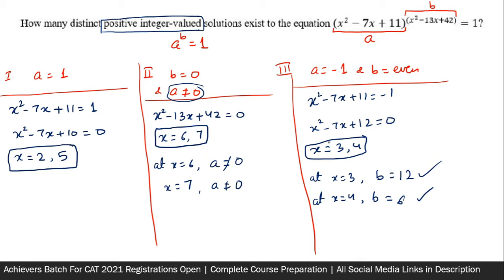I also want to tell you one small thing. Since we only needed to check that B should be even, if we look at the expression of B, which is x square minus 13x plus 42, now 42 is even anyway. X square minus 13x will always be even, don't you think so? If you put x equal to even, this will be even minus even, and if you put x equal to odd, that will be odd minus odd or odd plus odd.